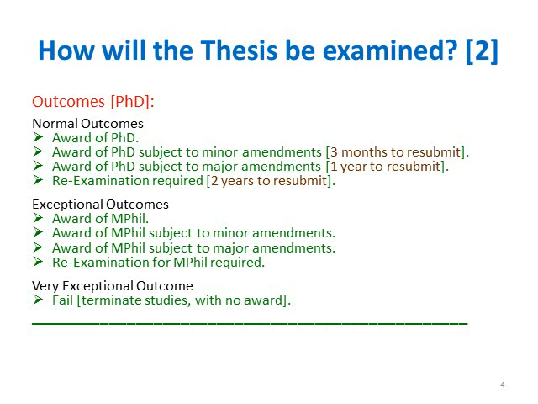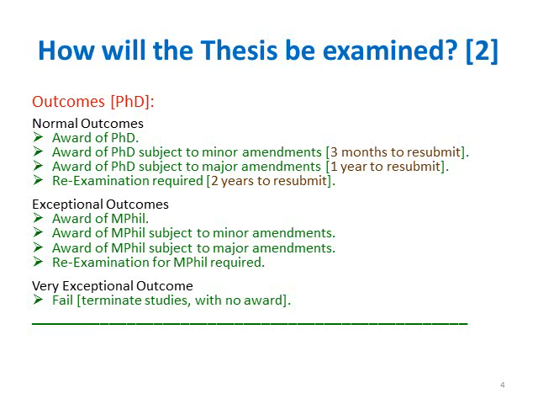And this slide talks about the outcomes of the examination. These are outcomes in terms of a PhD, and at the end I'll talk about outcomes for the award of an MPhil. So the outcomes for the examination for a PhD are as follows. Normally there will be one of the first four outcomes shown on the slide.